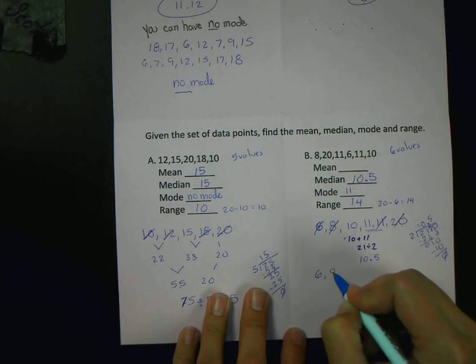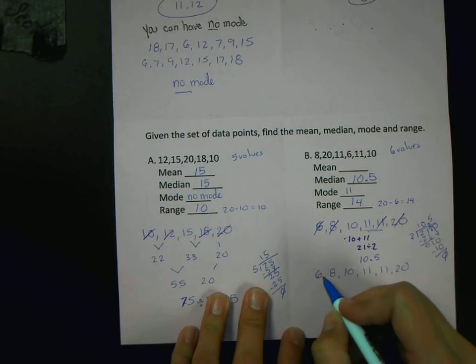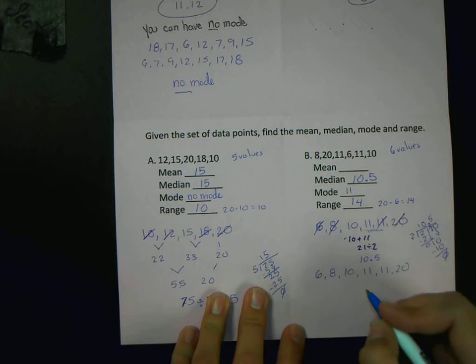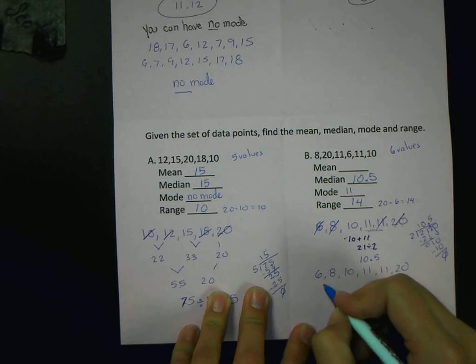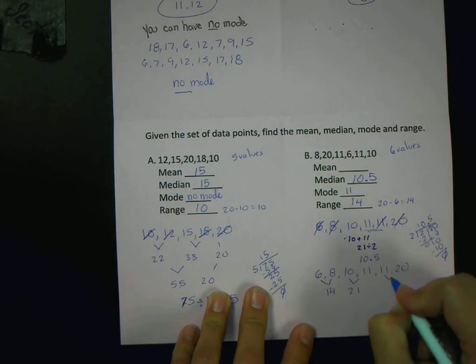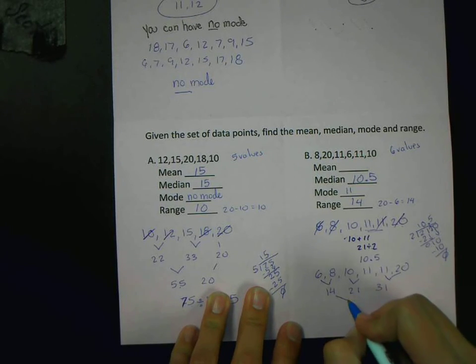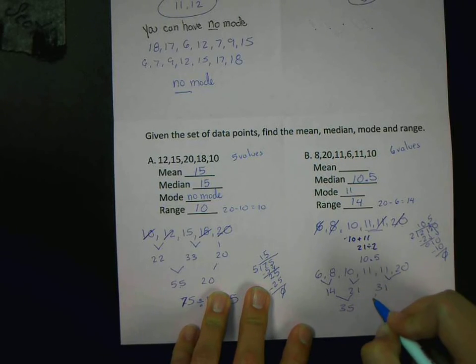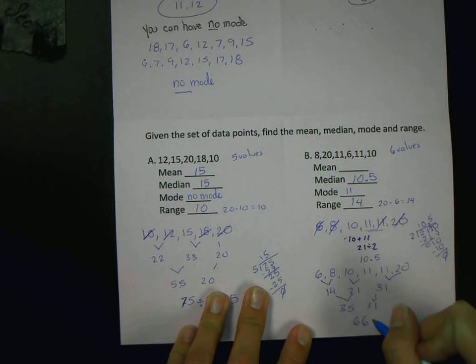6 plus 8 is going to be 14. 10 plus 11 is going to be 21. And 11 plus 20 is going to be 31. 14 plus 21 is going to be 35. Bring down the 31. 35 plus 31 is going to be 66. And we're going to divide this by the number of values, which is 6. So 66 divided by 6 is going to be 11. So our mean or our average is going to be 11.